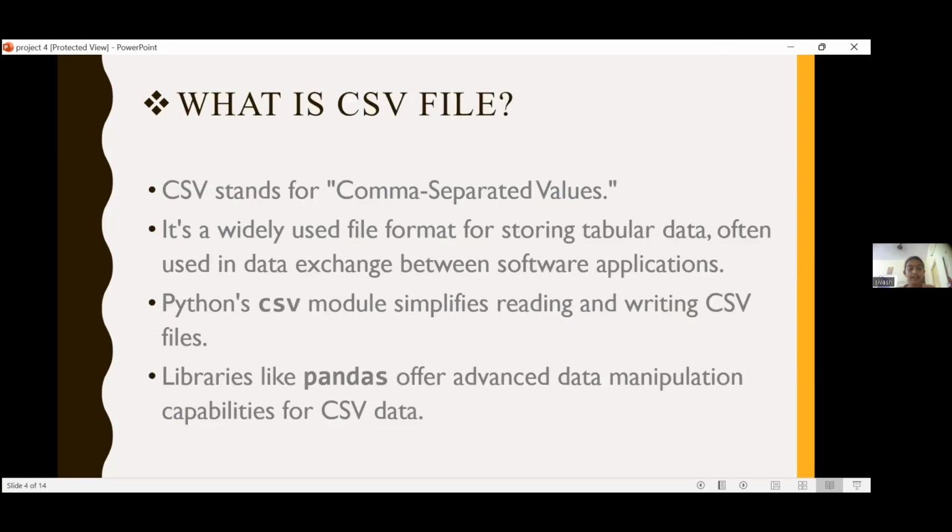Now, what is a CSV file? CSV files consist of rows and columns forming a table-like structure. Each line represents a row and values within a row are separated by commas. CSV files are plain text files, making them human readable and easy to edit with basic text editors. This simplicity promotes interoperability between different software platforms. CSV files are frequently used for storing data like spreadsheets, databases, and data logs. Data can be imported, exported, and manipulated using various software tools. Libraries like pandas provide manipulation capabilities for CSV data.